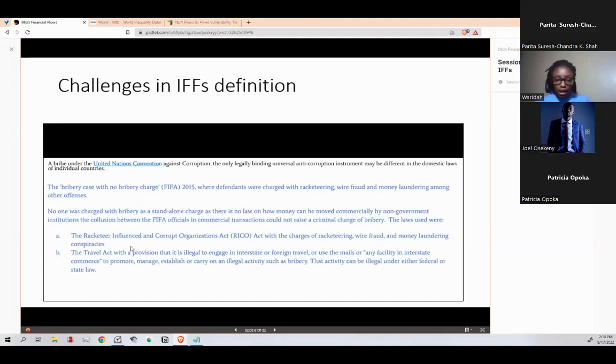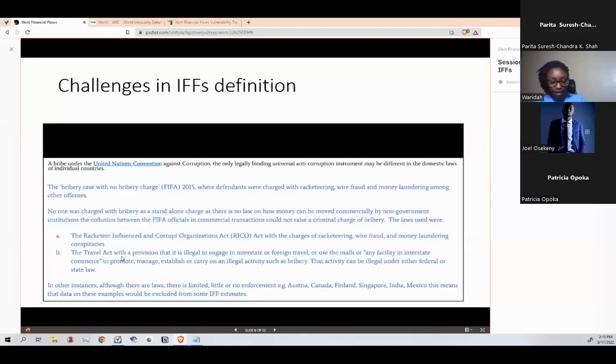So in this case, we are looking at other instances where there are laws, but there's limited to no enforcement. What that does is that the data in these cases will not be included in IFF estimates. With that in mind, we see one thing: there's no clear consensus on defining IFFs, and it brings a problem to estimating the data on IFFs, and even less, measuring them.